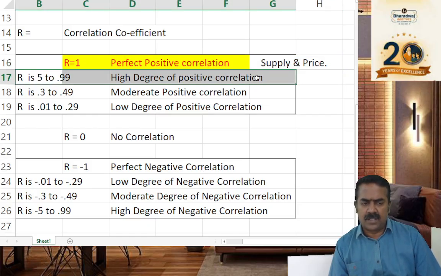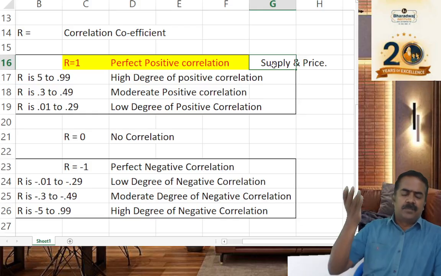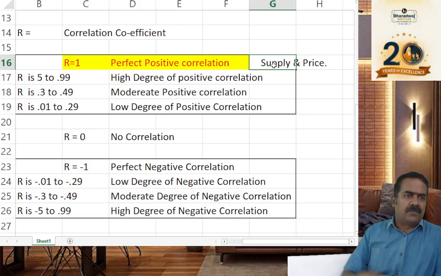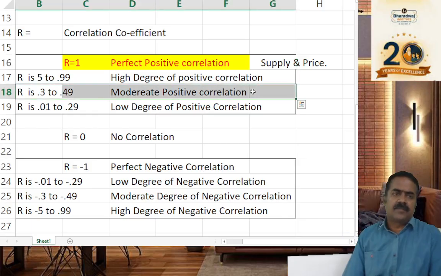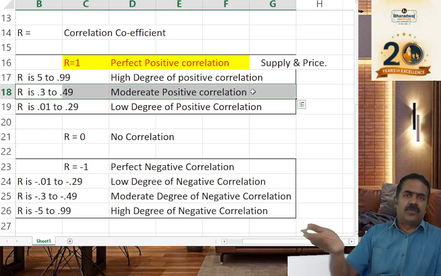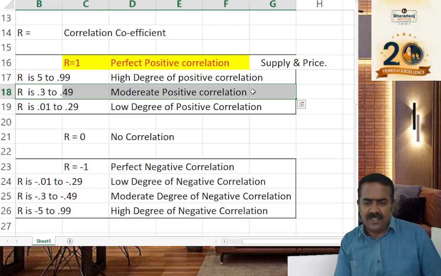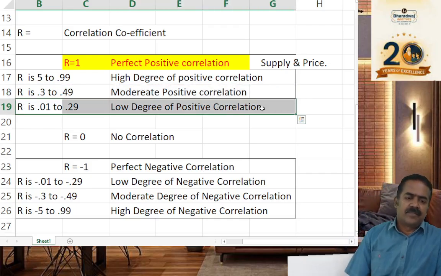High degree of positive correlation, maybe you can find in the increase in price of gold and supply of gold. Moderate degree of positive correlation you can find in the increase in price and supply of clothing. Low degree of positive correlation you can find in the increase in supply of rice, wheat, vegetables and price.